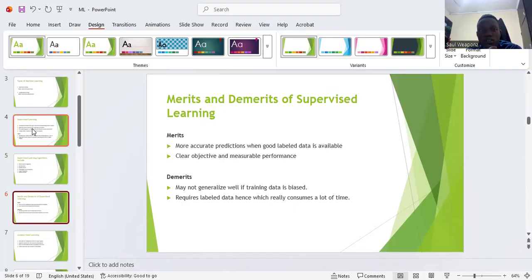Coming to the merits and demerits of supervised learning, we make more accurate predictions when good labeled data is available, because as you know, human error may come in when labeling these data sets. There is also a clear objective and measured performance as a merit. Under the demerits, it may not generalize well if the training data is biased. It also requires labeled data, which consumes a lot of time. If you are going over a data set of images and having to label all of them, it takes human effort, hence consuming a lot of time.